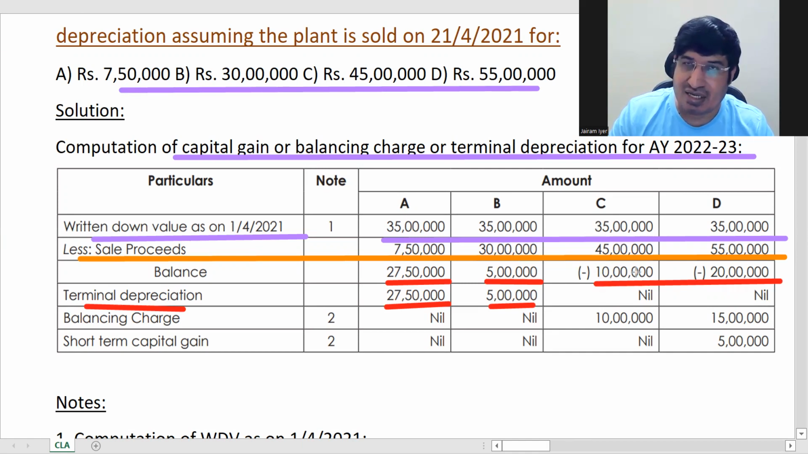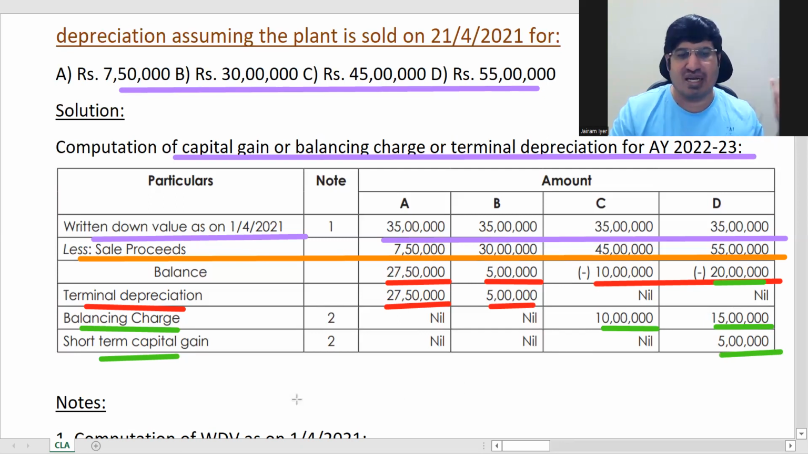Of this 10 lakh, which is a credit, 10 lakh is the profit which they have got. 15 lakhs is accumulated depreciation, so the whole 10 lakhs will go under balancing charge. Up to 15 lakhs would have gone to balancing charge; only then could it go to short-term capital gain. Second one, 20 lakhs is the profit. So 15 lakhs has gone to balancing charge and the remaining 5 lakhs has gone to short-term capital gain. Clear?